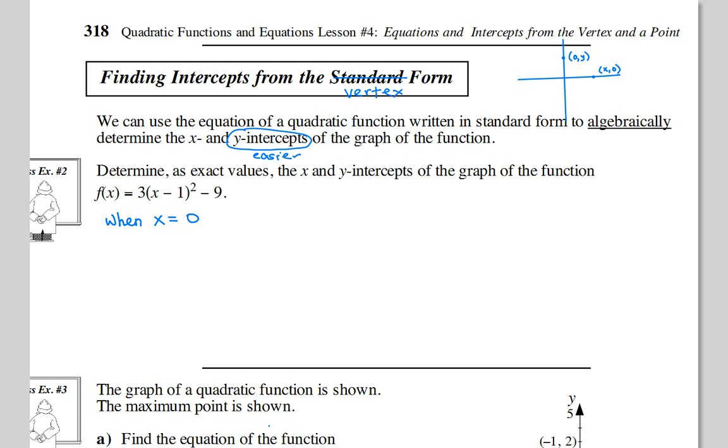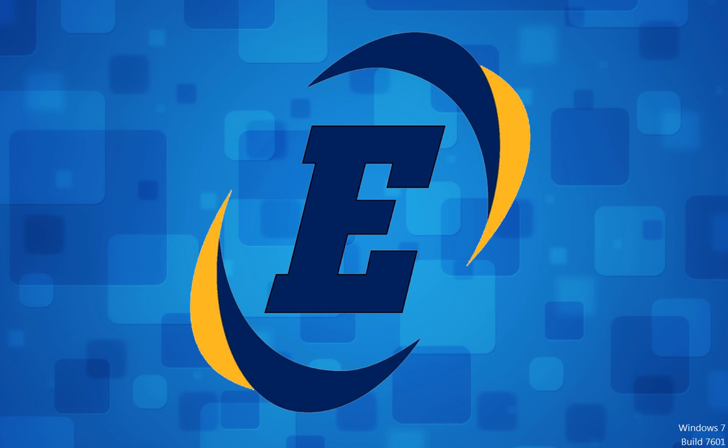When x equals 0, you have y equals 3(negative 1) squared minus 9. And this has to be clear from this point forward. Anytime you square a negative, it becomes positive, because watch the failure that's about to occur.